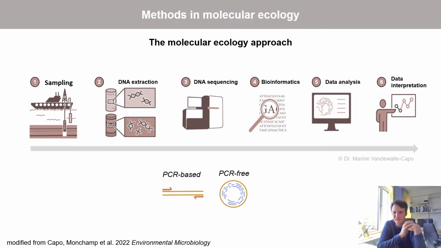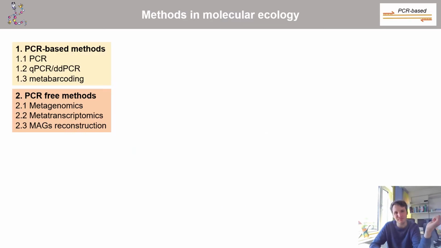You will apply a bioinformatics tool to analyze the sequence data, and data analysis and data interpretation will allow you to say, okay, I found microbes carrying the genes involved in mercury transformation or not in this specific environment, and the environmental conditions in which we found them. So I divide this part of the talk in two aspects, PCR-based method and PCR-free method.